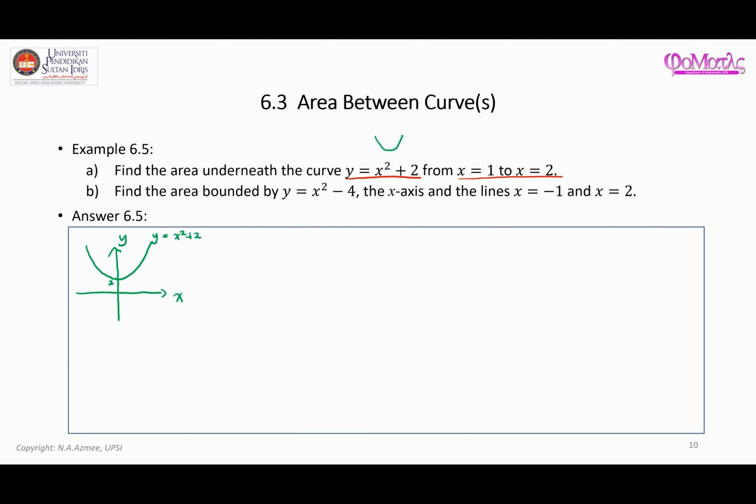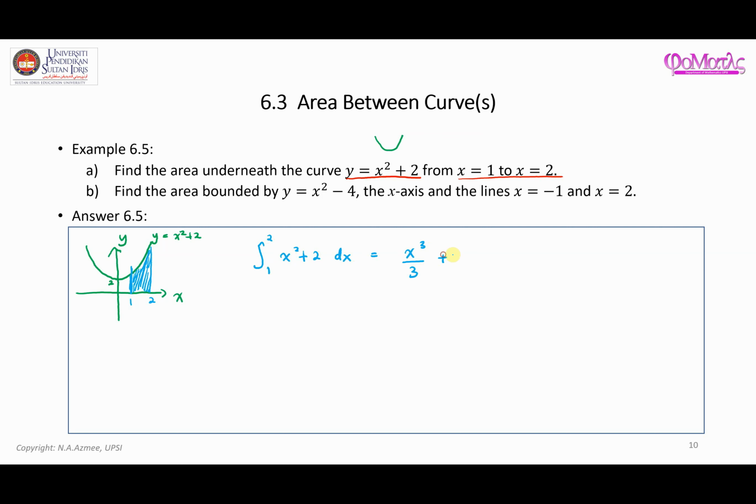You are asked to evaluate this function from x equals 1 to x equals 2, so you are talking about this region here. This may be x equals 1, and this is x equals 2. You are looking to find the area under the curve from x equals 1 to x equals 2. This is straightforward. The curve is above the x-axis, so we know that the area is going to be positive. We just find the integral of x squared plus 2 with respect to x, with limits from 1 until 2, and this is very easy to evaluate.